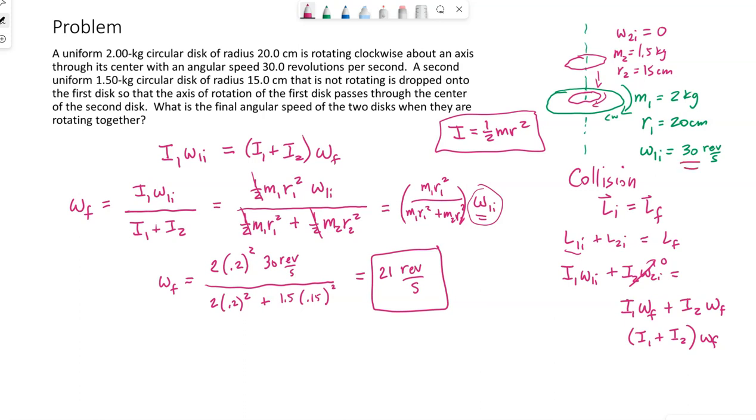Originally, the first disk was rotating at 30 revolutions per second. The system is now rotating at 21, so smaller, which hopefully makes sense because we now have additional mass. There's another disk that was not there before that is rotating on top of the first disk. So the system slowed down because the total moment of inertia of the system went up.